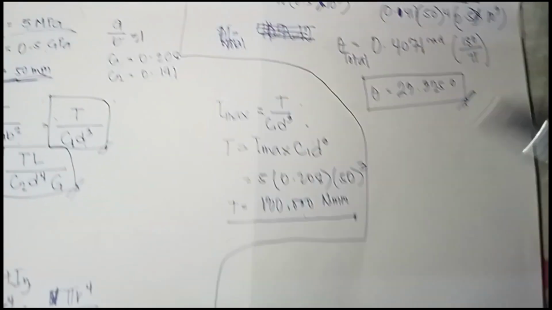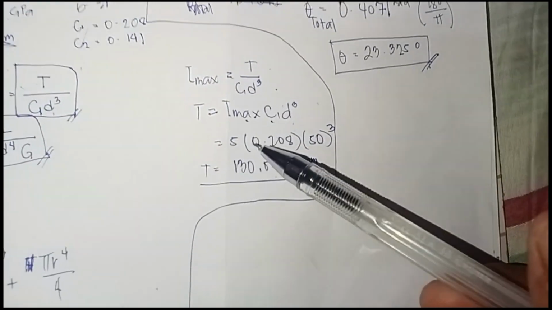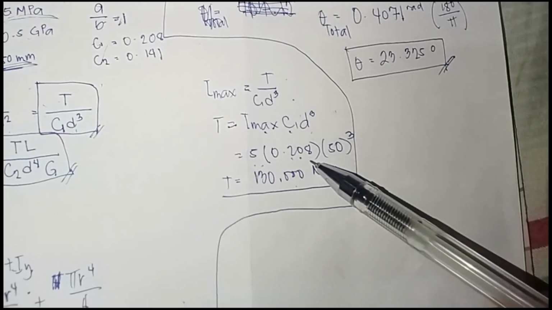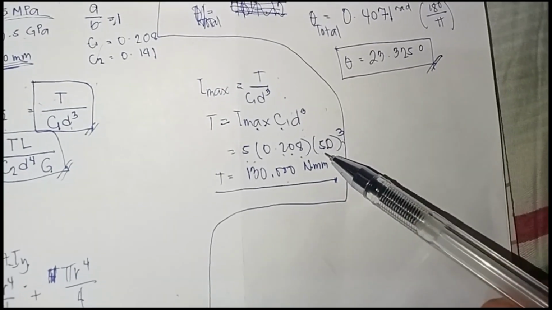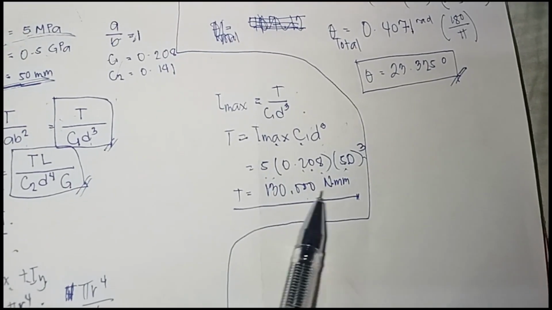Since we now have the values of C sub 1 and C sub 2, we can solve for the rectangular tau max. We derive T equals tau max C sub 1 times t cubed. So with tau max as 5 gigapascal times 0.208, which is C sub 1, times 50 cubed, where 50 is our diameter, the answer is 130,000 Newton millimeters.